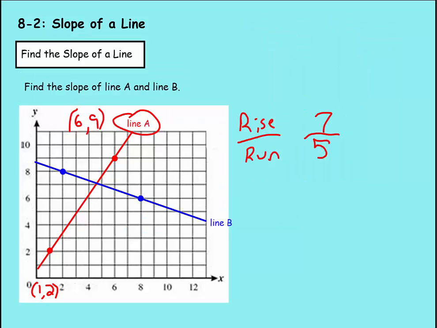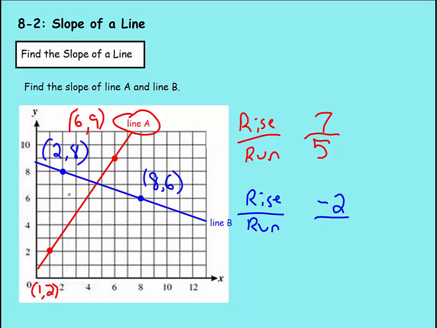Now let's look at line B. Going from left to right, line B's first point is 2, 8. Its second point is at 8, 6. So now let's calculate that slope, the rise over run. I notice for my rise, it's actually going to be a fall. We're going down 2. Since we went from 8 down to 6, that's a loss of 2. So that's actually a negative 2 rise.